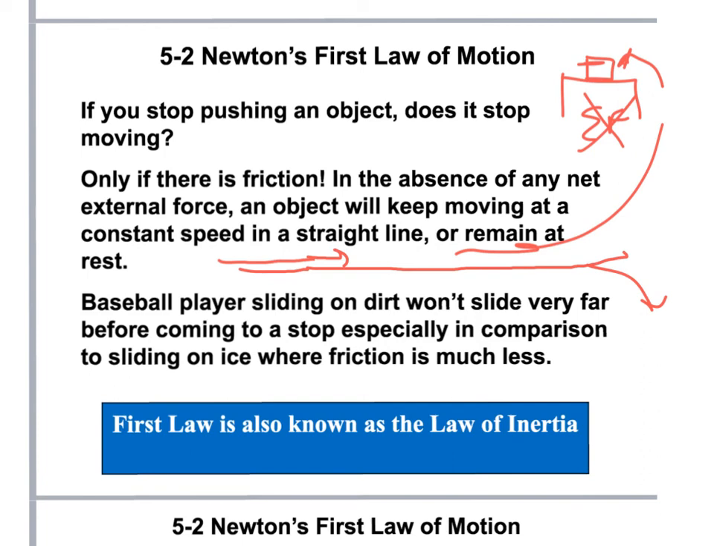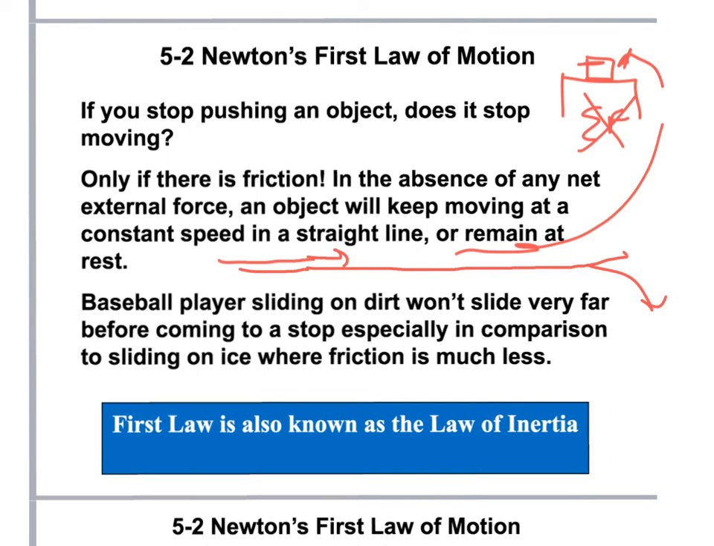So similarly, with respect to friction, a baseball player sliding on dirt is not going to slide very far before coming to a stop. And if we wanted to compare that to an ice skater or to anyone that falls on ice, you can slide really far. If you have ice skates on and you just push off, you can slide real far on the ice. If you fell on the ice, you could slide real far because ice has very little friction. Not much friction at all. It's pretty much negligible.